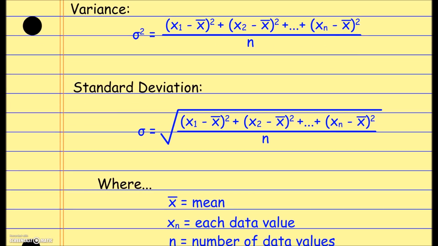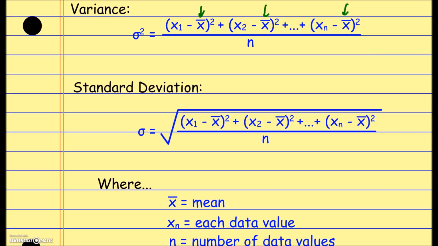And as we look at these formulas, that x with a bar over it that we see popping up all over the place, that's just our mean. Essentially, x bar is the average of x, saying the average of x equals the mean. Okay, so when we see x with the bar over it, we're talking about the mean. So this is the mean, this is the mean, this is the mean. Okay, x sub n is each data value.